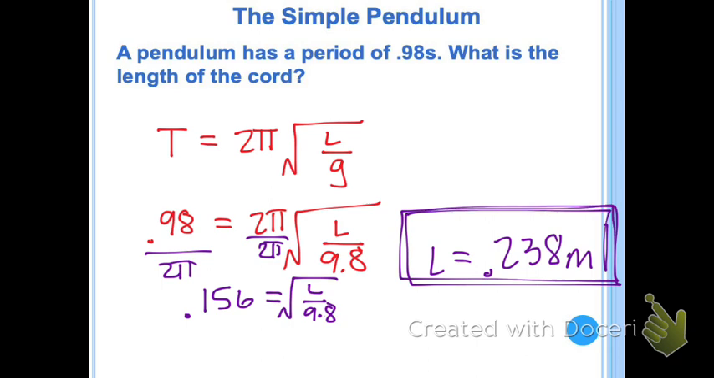Okay, we do want the length of our cord always to be in meters because if our acceleration due to gravity is meters per second squared, we have to make sure those units cancel out. Okay?